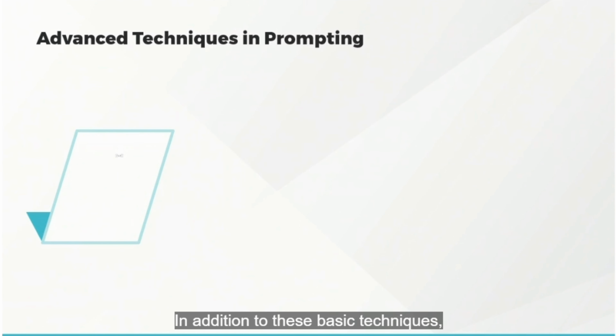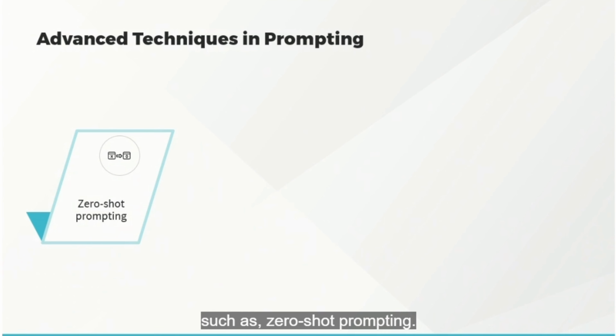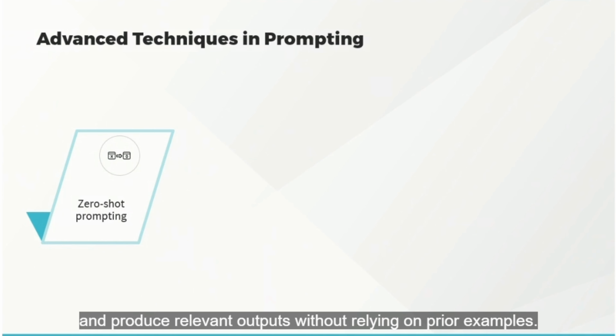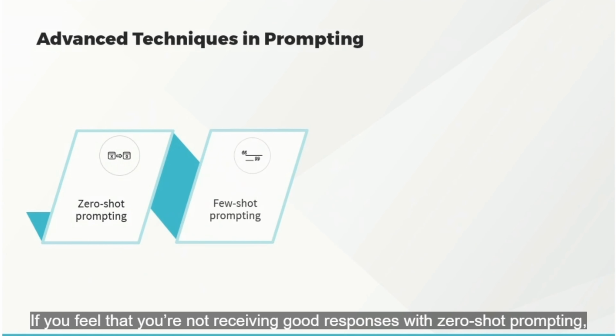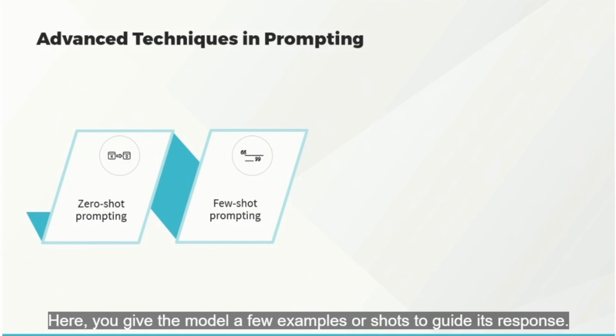In addition to these basic techniques, there are some advanced techniques that you can use in prompting as well, such as zero-shot prompting. This technique involves providing the model with a task it hasn't seen during its training, and it tests the model's ability to generalize and produce relevant outputs without relying on prior examples. If you feel that you are not receiving a good response with zero-shot prompting, you can use few-shot prompting or in-context learning. Here, you give the model a few examples or shots to guide its response.